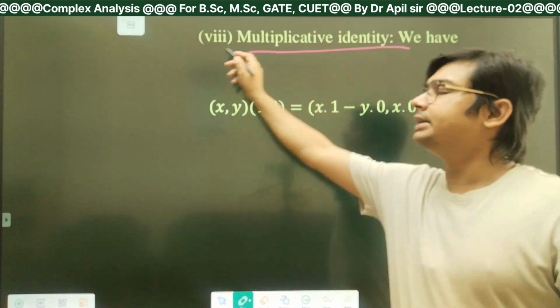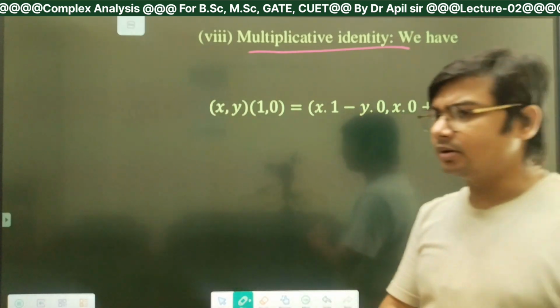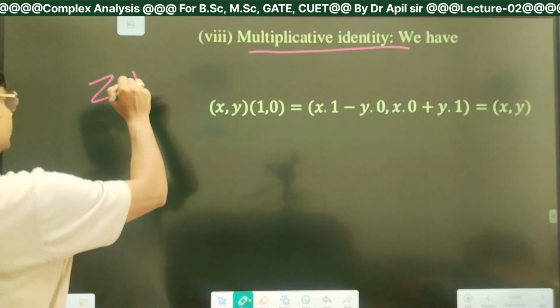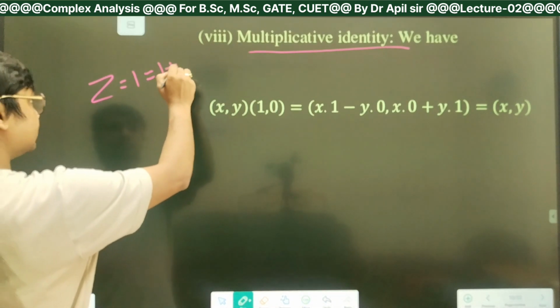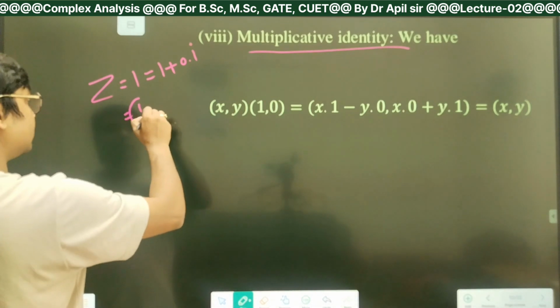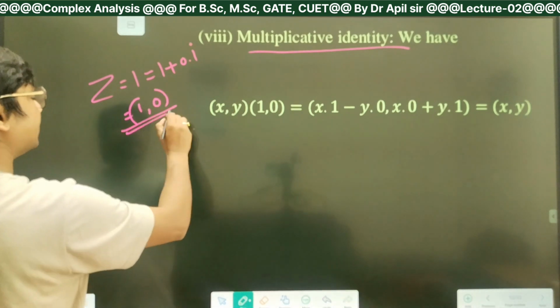Similarly, the multiplicative identity. Here you see there is a complex number, this one. Suppose z equal to 1, or we can write it like this, 1 plus 0 into i, or 1, 0. This is the complex number.